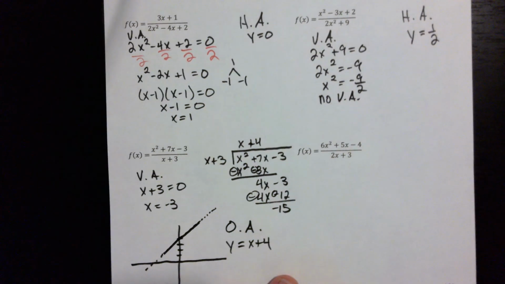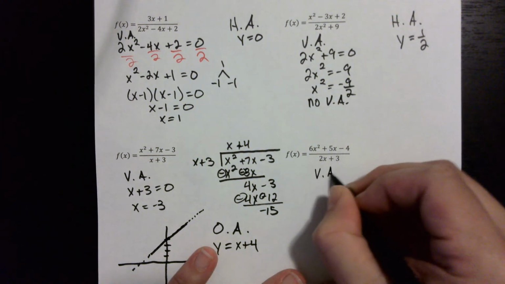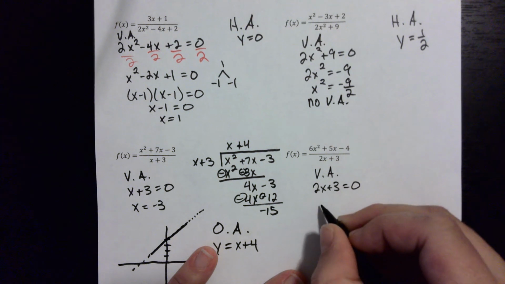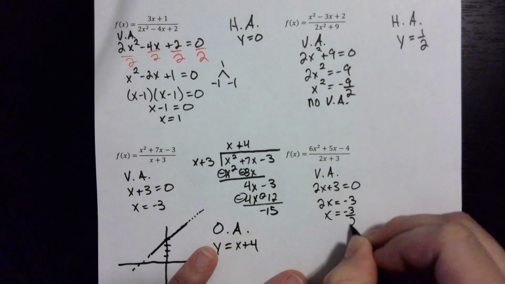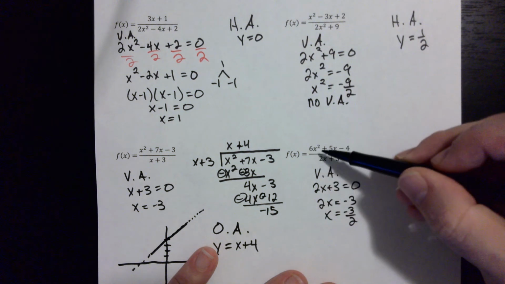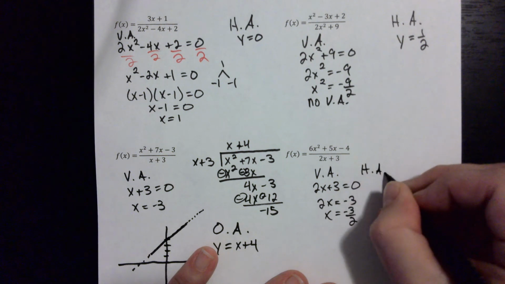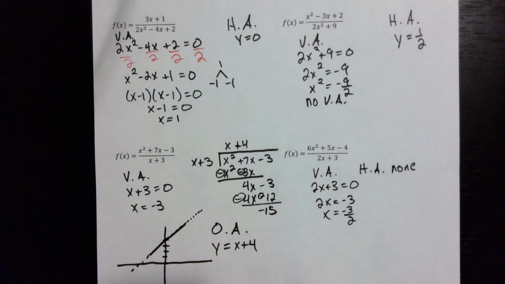So let's look at the last problem. It looks like we've got the same sort of deal here. So vertical asymptotes at the bottom equal to 0. And we get, let's see, 2x equals -3. X is equal to -3/2. So that's the vertical asymptote. The exponents on top are bigger, so we have none on the horizontal asymptote, which means we have an oblique asymptote.